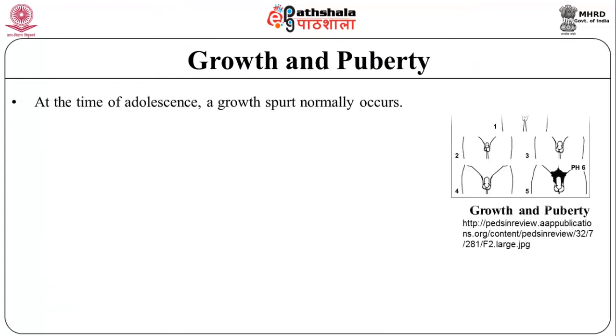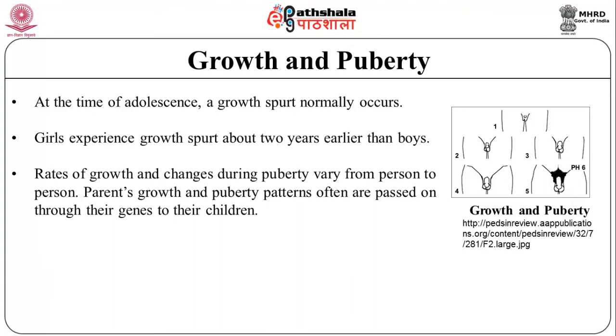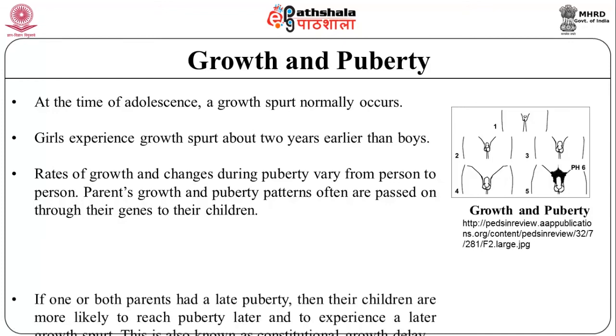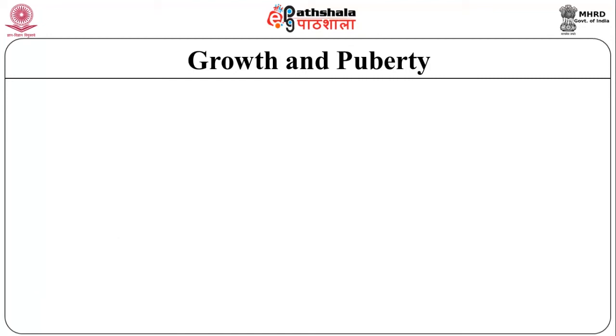Growth and puberty. At the time of adolescence, a growth spurt normally occurs. Girls experience a growth spurt about 2 years earlier than boys. Rates of growth and changes during puberty vary from person to person. Parents' growth and puberty patterns often are passed on through their genes to their children. If one or both parents had a late puberty, then their children are more likely to reach puberty later and to experience a later growth spurt. This is also known as constitutional growth delay.